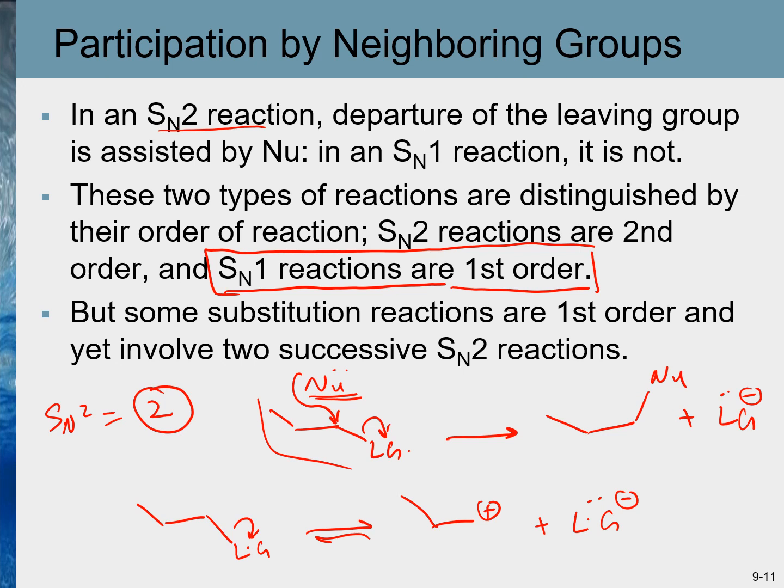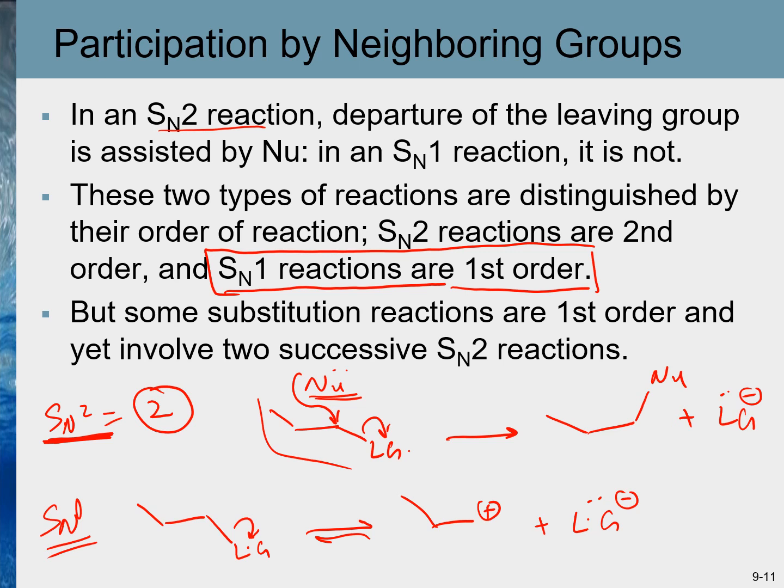Another characteristic feature of SN2 reaction is that it takes place in one step, and SN1 reaction takes place in two steps. So with these characteristic features, we can distinguish SN1 reaction from SN2 reactions.